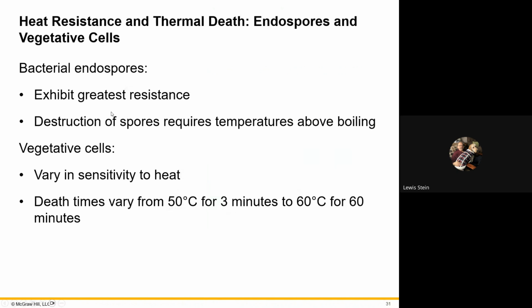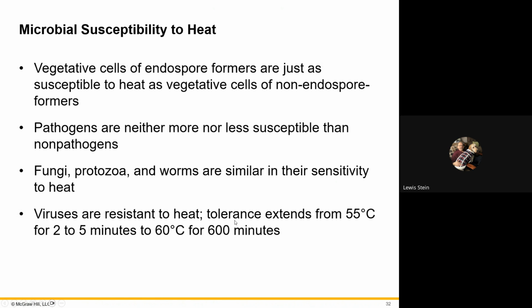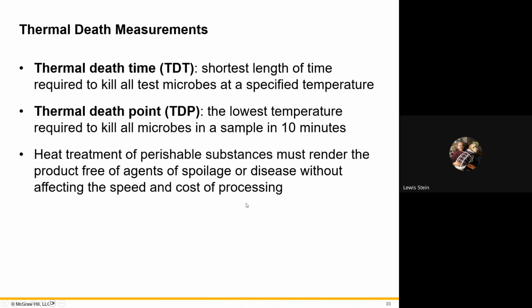Bacterial endospores are the greatest resistant, at temperatures above boiling. Vegetative cells vary in sensitivity, and you can see there's a variety of them. So vegetative cells are vegetative cells. Pathogens, doesn't matter. It can be normal flora or a dangerous pathogen. They're about the same. You can't really distinguish, and really you don't have to get too crazy about this. You can see some of the numbers that are there. There's a wide variation, but in general, if you use the guidelines I'm going to show you, it works.